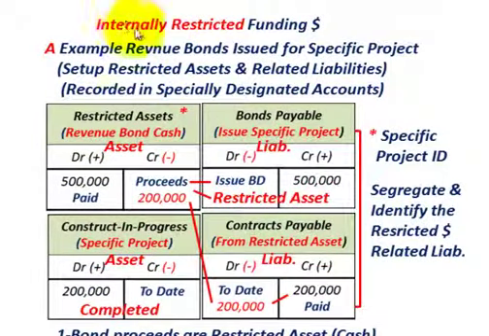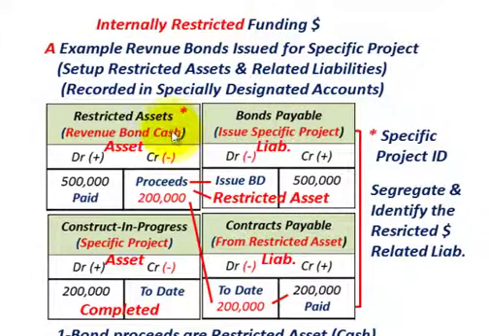Okay, so we're going to be looking at three cases here. So let's first look at this internally restricted funding or money. This would be the case where, let's just say for example, some revenue bonds are being issued for a specific project. Say the governmental body is going to build a special building and they're going to issue some bonds to pay for that building. So what you have to do is set up some restricted assets and related liabilities, and they would be recorded in specially designated accounts.